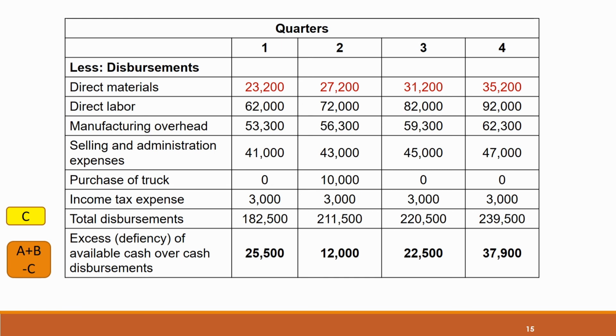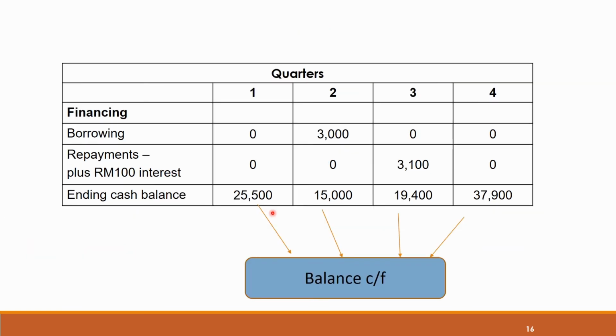Now, what should you do? The amount just now, you record directly to the ending cash balance. In other words, the one we call balance carried forward. This amount you have to carry forward to the next quarter. Okay, so this is the ending. For the borrowing and the repayment, we just write down 0 because we have enough cash for the first quarter. And we have to do the same step for the next quarter.